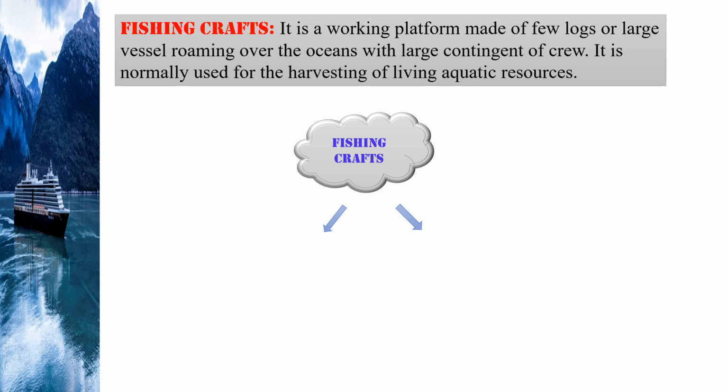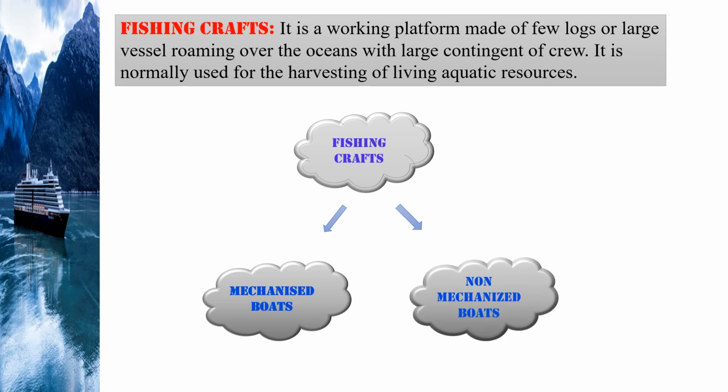In order to capture the fishes and sell in market, there is a need for fishing crafts. So the simplest way of understanding fishing crafts is it is a floating device used for fishing and transportation purposes. Now we divide the fishing crafts into two types. One is mechanized boats and the other one is non-mechanized boats.